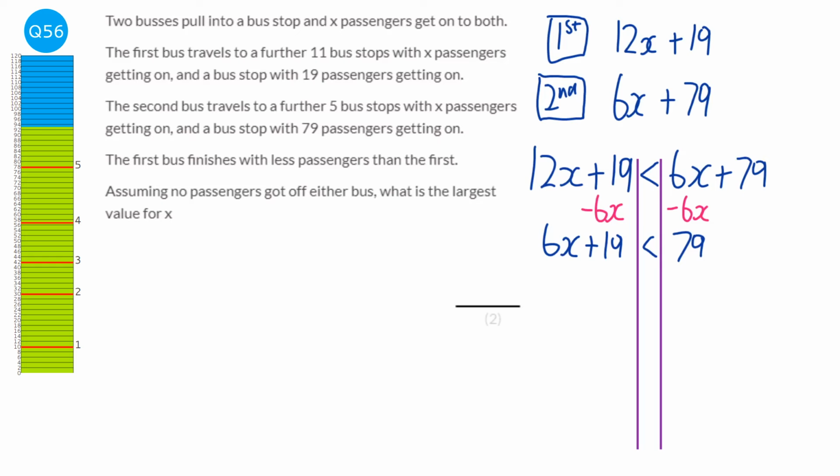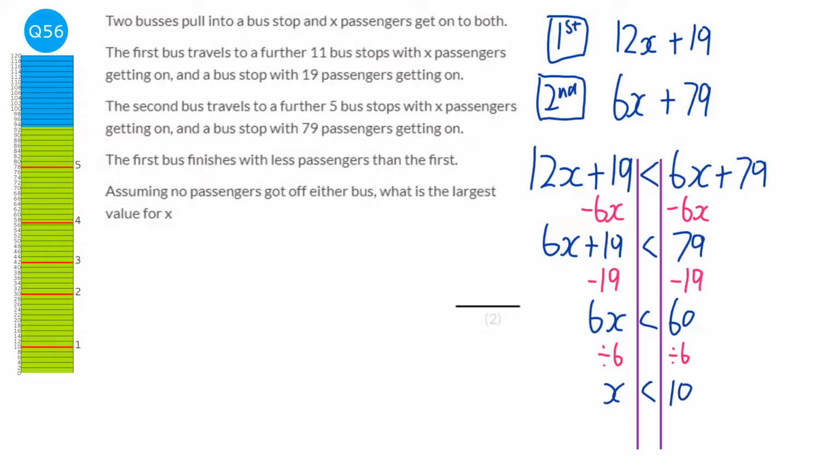And next thing we're going to do is take away the 19 from both sides. And so, meant to be 60. Got ahead of myself. And the last thing we do is divide by 6 both sides. And so we've got x is less than 10.